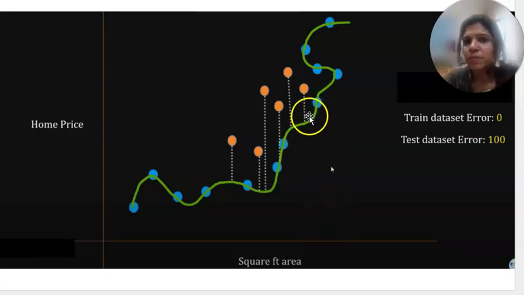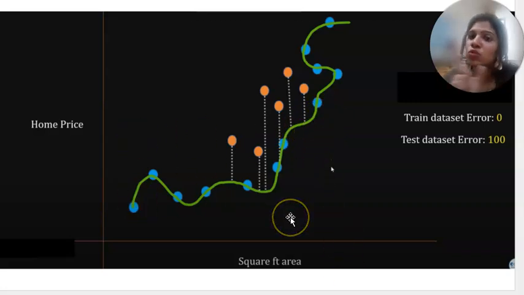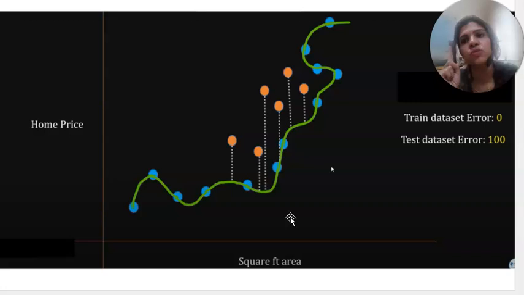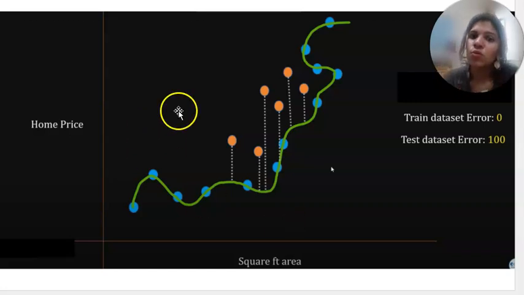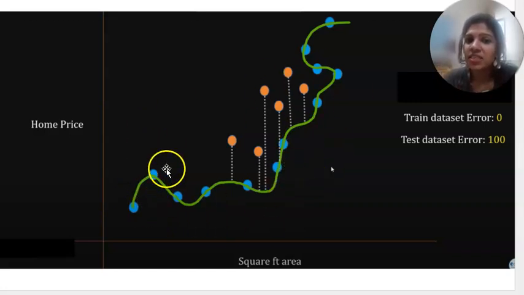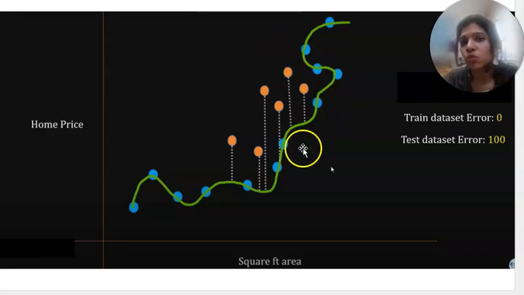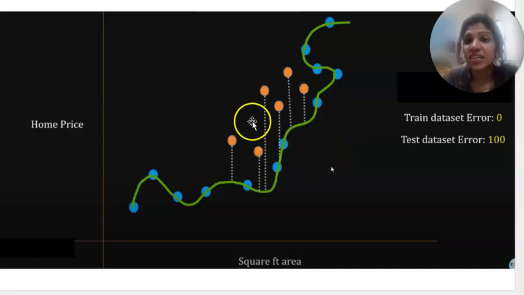So we need to check in between this how much square feet and home price is there. There should not be much variation. If that variation is there, then there is an error. So in this case, if we are going through all the points of the trained data set, the error is zero, it's an overfit model. That means it cannot generalize.